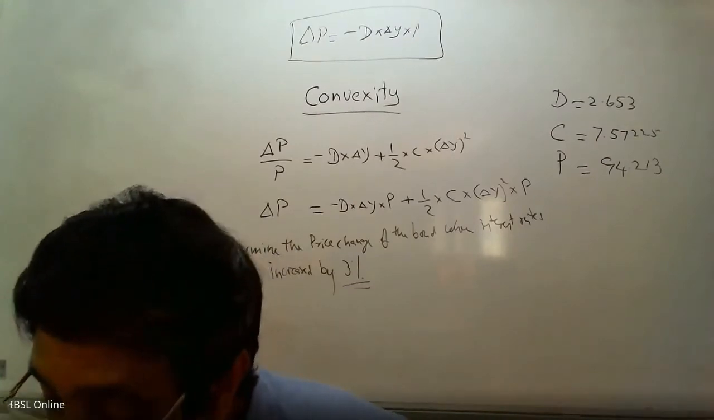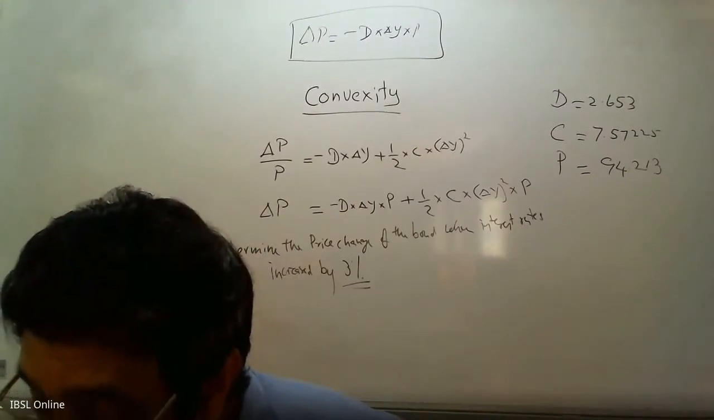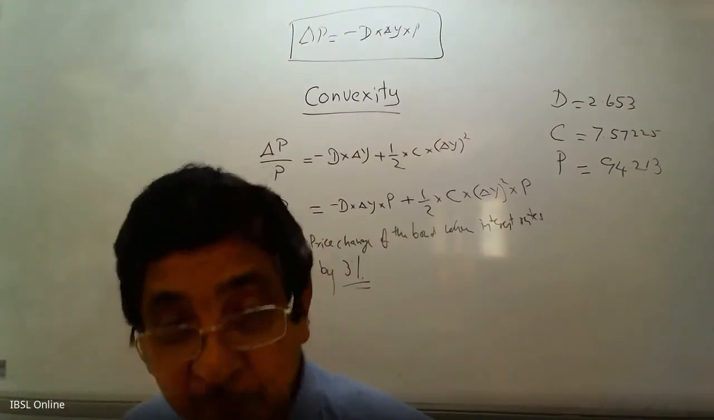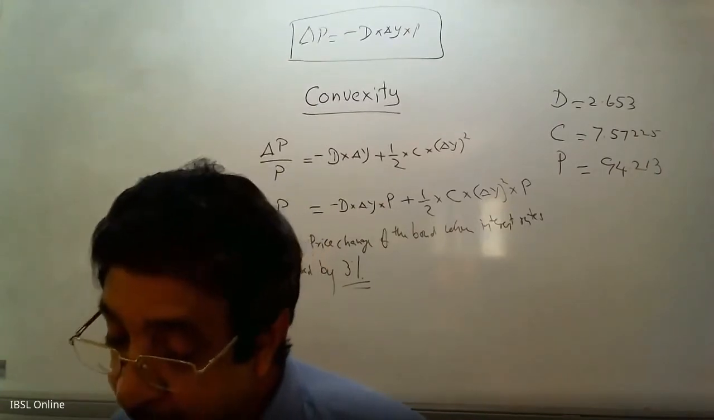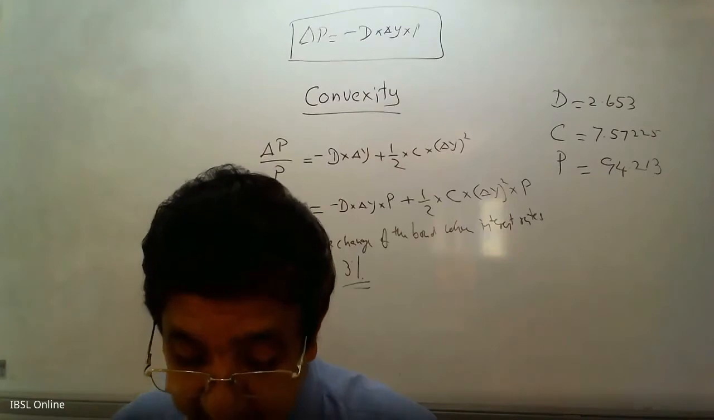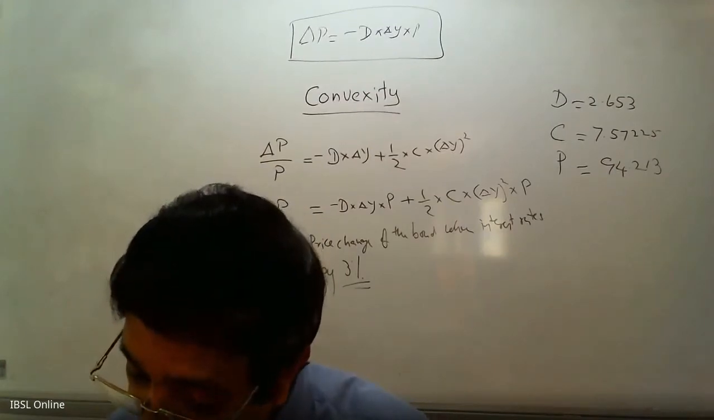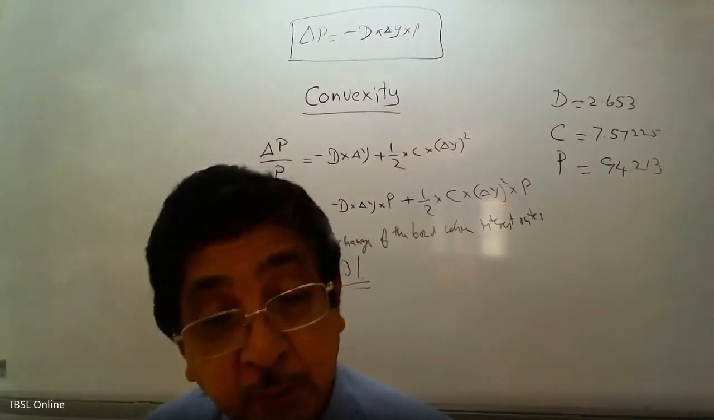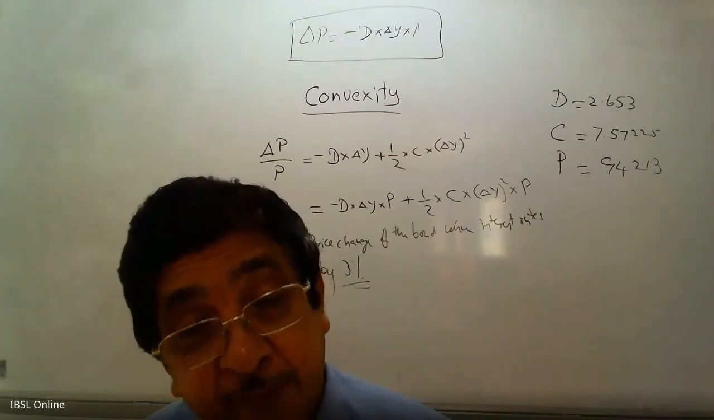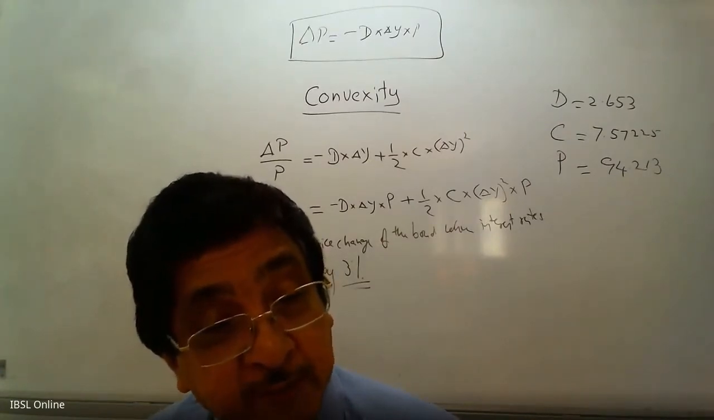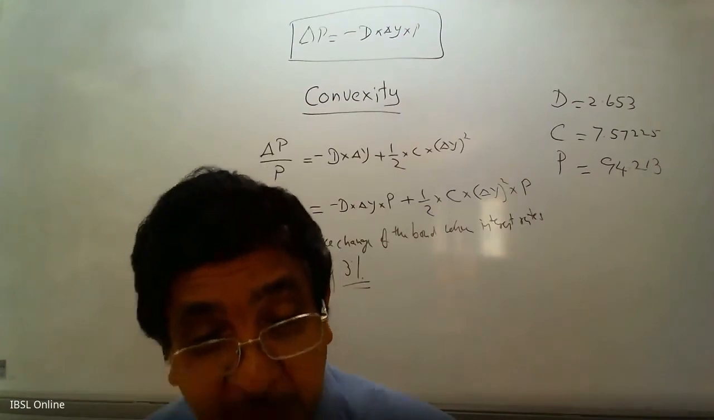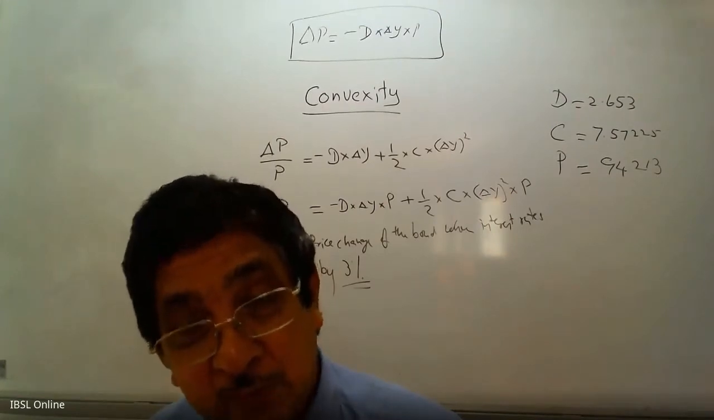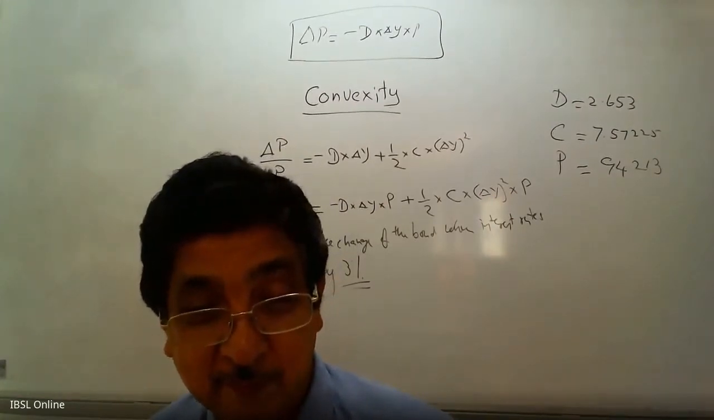Then you get the answer as minus 0.07959. Then you have to put plus half, 0.5, into C. C is the convexity, that is 7.57225, into delta Y squared. When you say delta Y squared, what is that? Delta Y is 0.03. Delta Y squared is 0.0009, right?